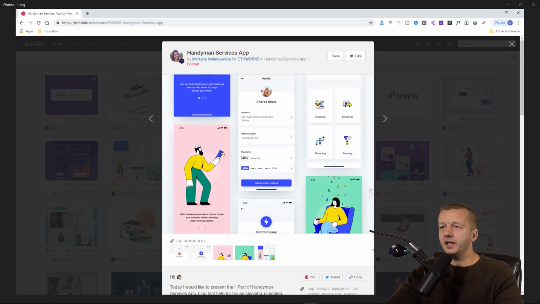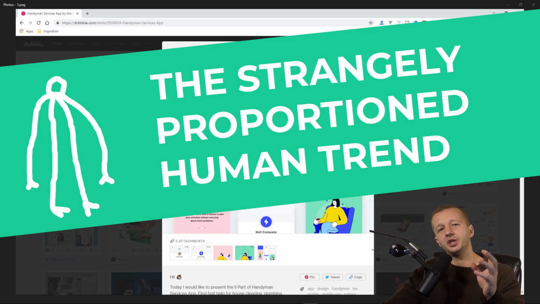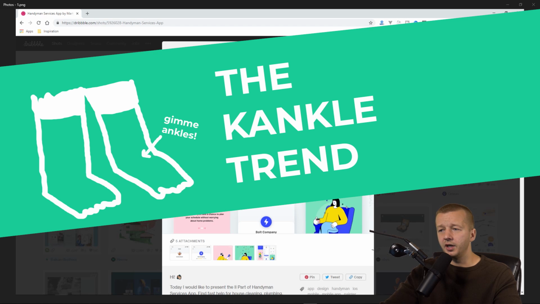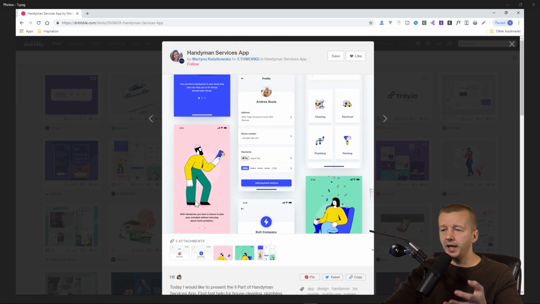All right, so the very first trend that we're gonna focus on is what I'm calling the strangely proportioned human trend. It's basically these human characters that have really long limbs. There's also a subset of this trend that I'm calling the cankle trend. It's not fair to say that this guy has cankles because there's pants. They may just be really wide leg pants, but there's a few examples where you will definitely see that subset trend.